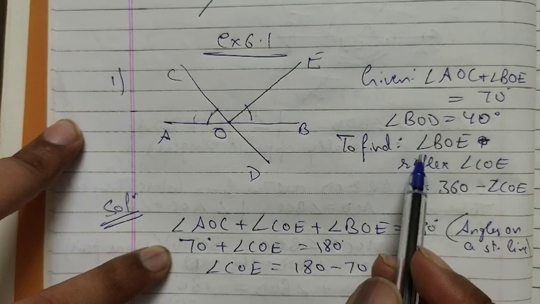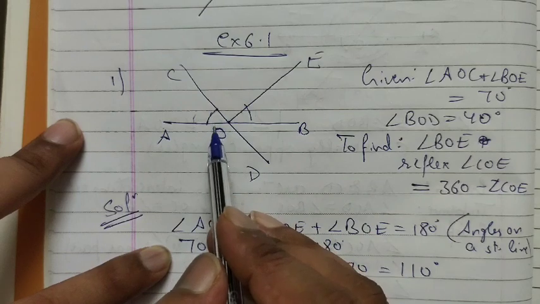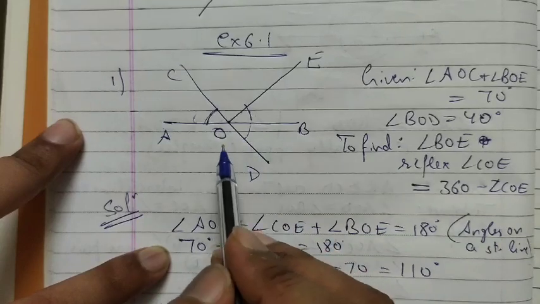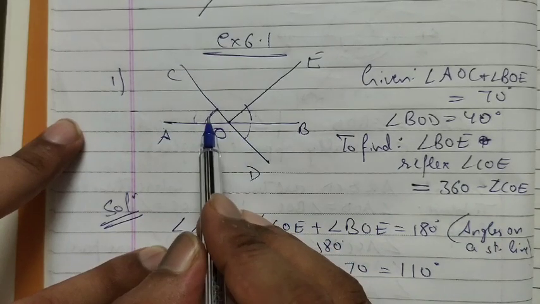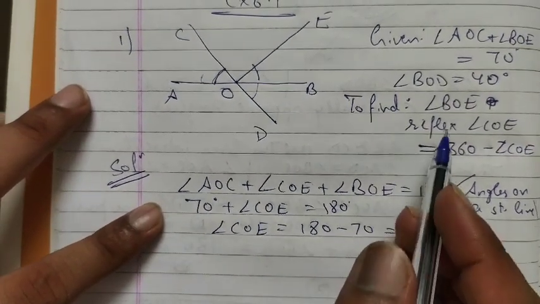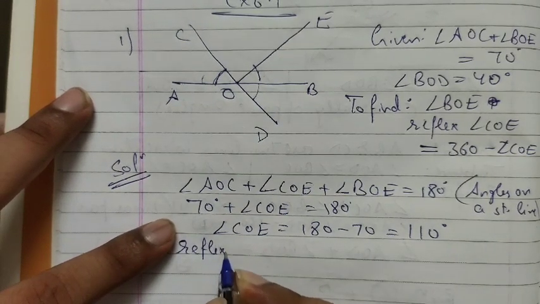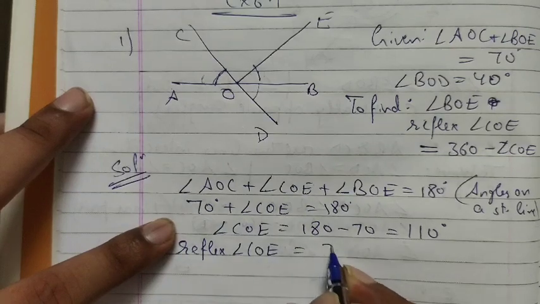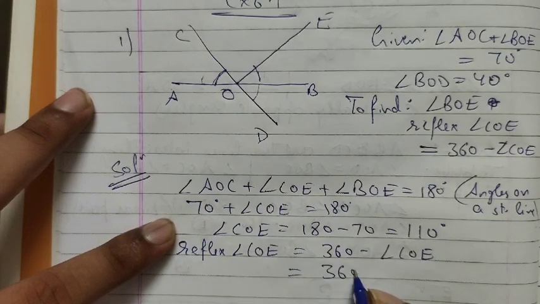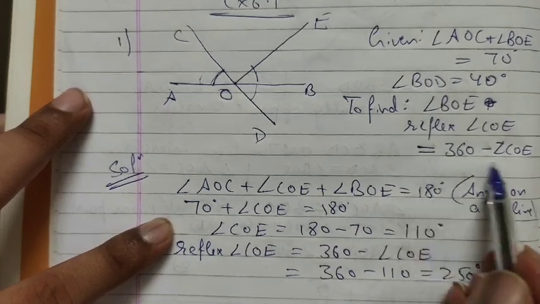Now we have to determine BOE. So BOE is this one. Now what do we have? We know that this angle will be equal to this one, vertically opposite angles. We can write here: COE we have determined. So reflex of COE will be equal to 360 minus COE, which will be equal to 360 minus 110, which is equal to 250 degrees. So this value we have got.